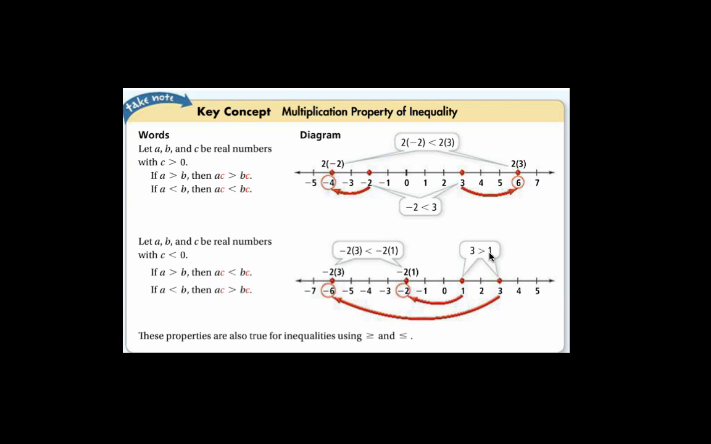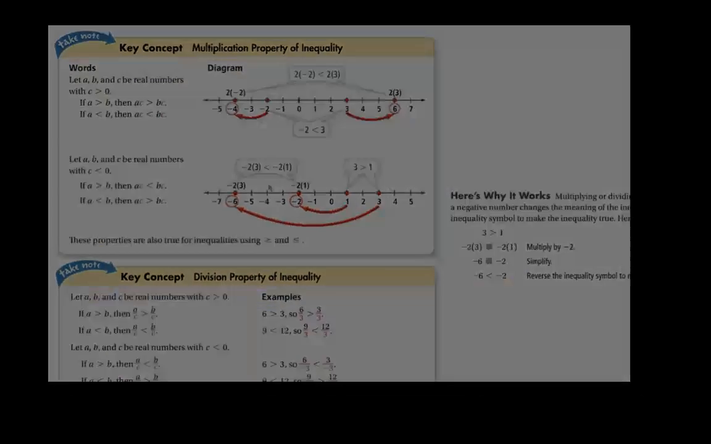Okay? But if I multiply 3 by -2, 3 times -2 is -6. -2 times 1 is -2. Well, if you look at where those two products are on a number line, -6 is further to the left than -2, which means it is less than -2. So after we take this inequality and multiply both sides by -2, our inequality needs to be reversed to keep the truthfulness of the statement. That's why we reverse, or flip, if you will, the inequality, to keep the truthfulness of our statement.